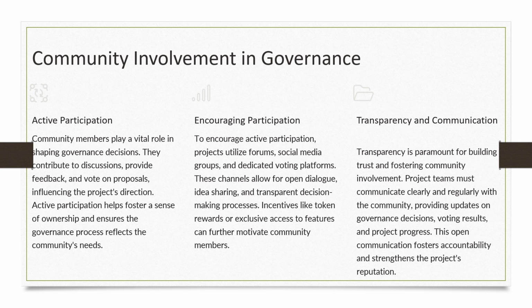Community members play a vital role in shaping governance decisions, contributing ideas, providing feedback, and voting on proposals. Encouraging active participation through forums, social media groups, and dedicated voting platforms fosters a sense of ownership and ensures that the governance process reflects the community's needs. Transparency and regular communication are key to building trust, with project teams providing updates on governance decisions, voting results, and project progress.